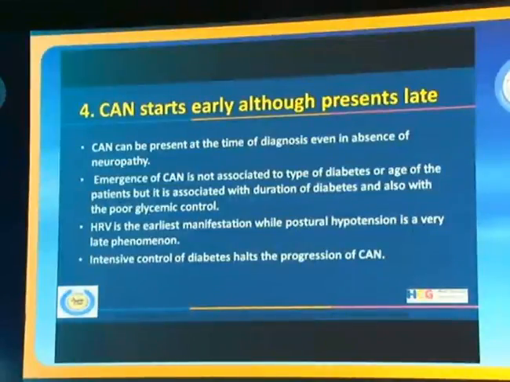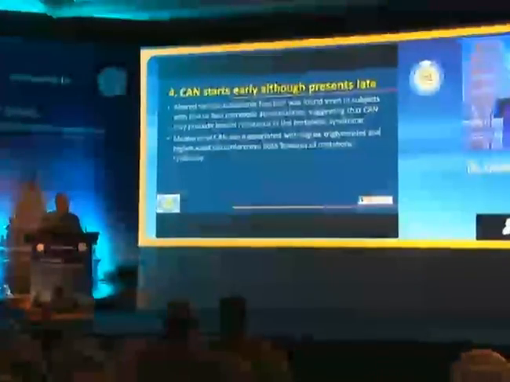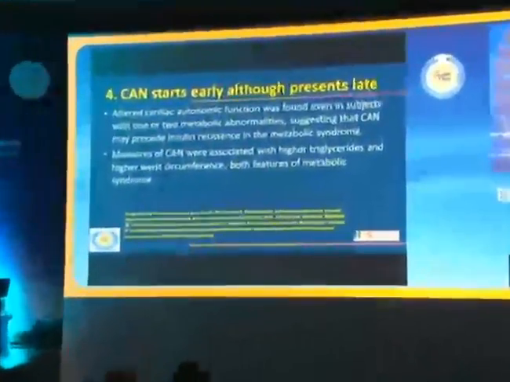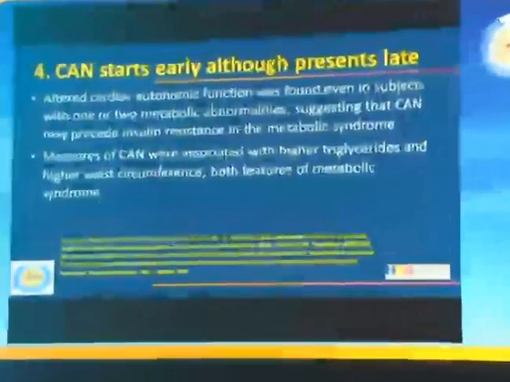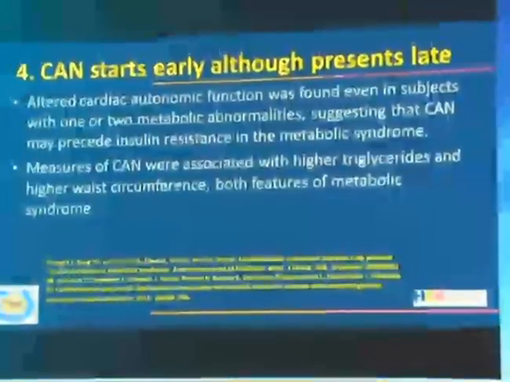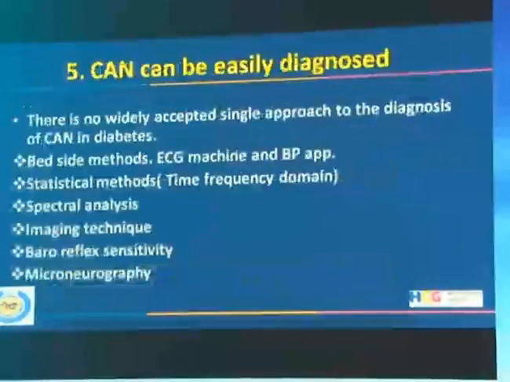Another important thing, CAN starts early, although it presents late. Why does it present late? Because we fail to diagnose early. Otherwise, it starts early. As early as even before neuropathy starts, CAN can be present. Not only that, CAN can be present even in metabolic syndrome. Lots of studies have now come out which suggest that CAN is present even in IGT states. And if you pick up CAN at that stage, you can prevent lots of complications that a person is going to face in his life. So CAN starts very early.